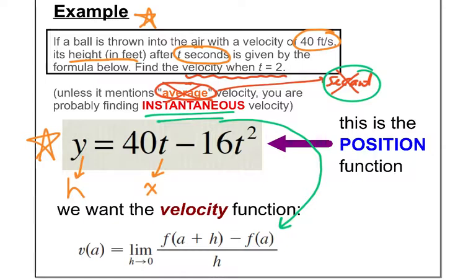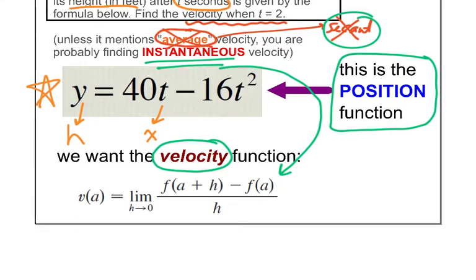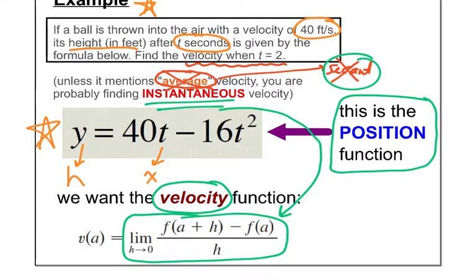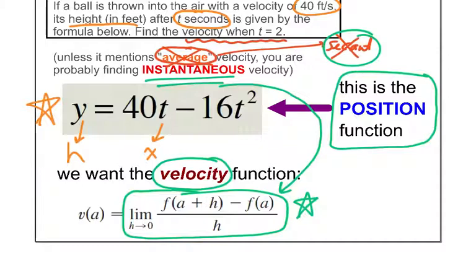Okay? So this formula here with y is the position function, because it's height in terms of time. We want to find the velocity, which is the change in position. And so we're going to use this formula with the limit attached. Okay? In the next video, I'm going to start here and try to use this new formula and try to find the velocity when time equals 2. But good start today on this big chunky section, and I'll see you in the next video.